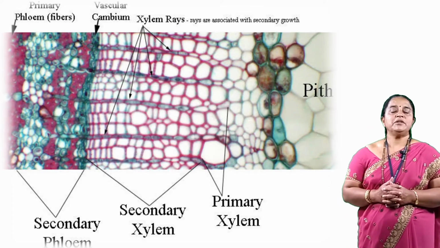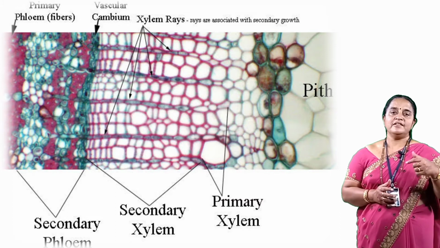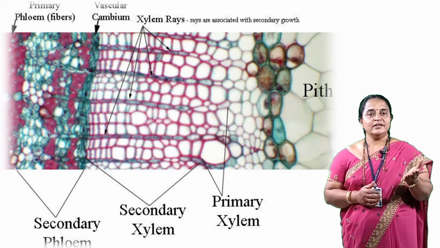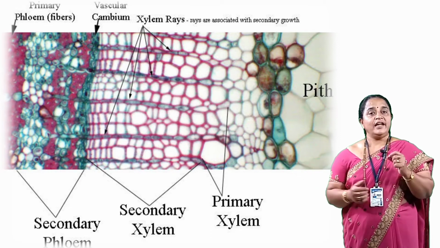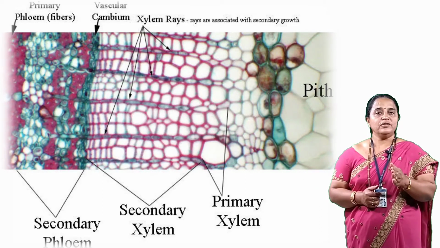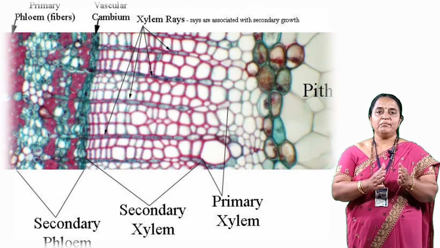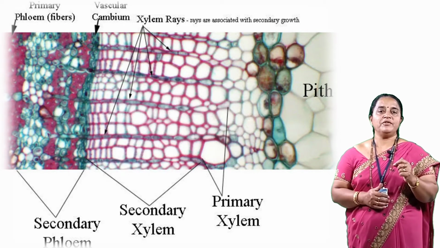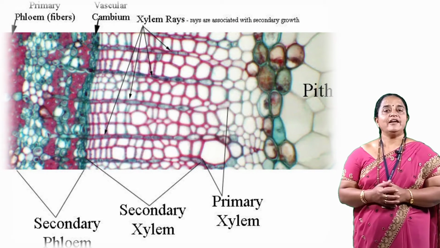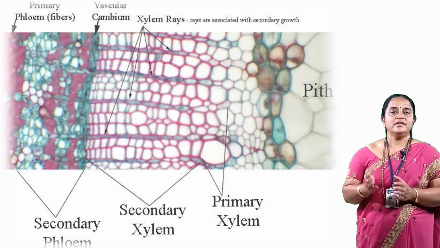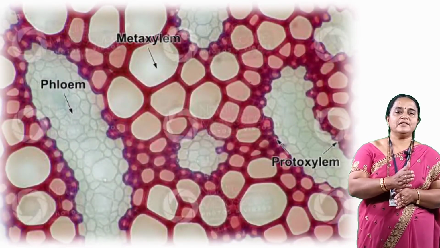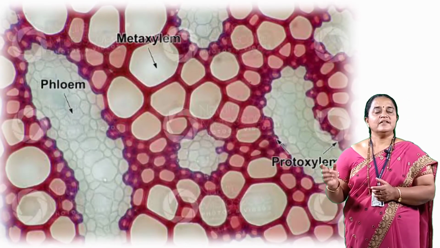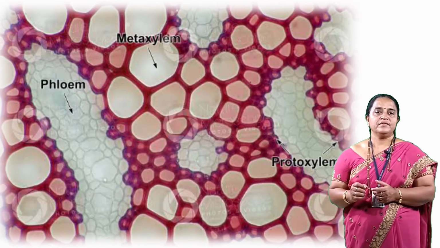Depending upon the arrangement of proto and metaxylem in the central axis of the plant, we call xylem endarch or exarch. In endarch xylem, protoxylem is towards the pith, metaxylem is towards the pericycle. This condition we find in the stem, while exarch xylem is opposite. Metaxylem is towards the pith and protoxylem is towards the pericycle. This is found in the roots.